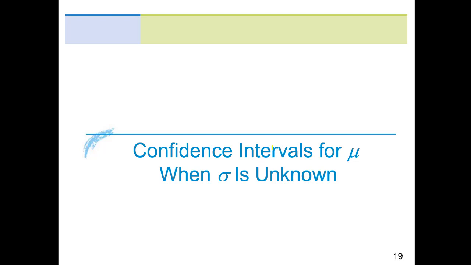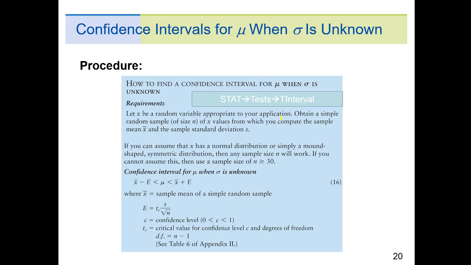This is the second part of the section 7.2 lecture. We're now going to talk about finding confidence intervals for mu when we don't know sigma. To do this, we are going to use the calculator, and we are going to go to the stat menu, choose tests, and choose t interval. This is similar to what we did in 7.1. In 7.1, we chose z interval. In 7.2, we are choosing t interval.